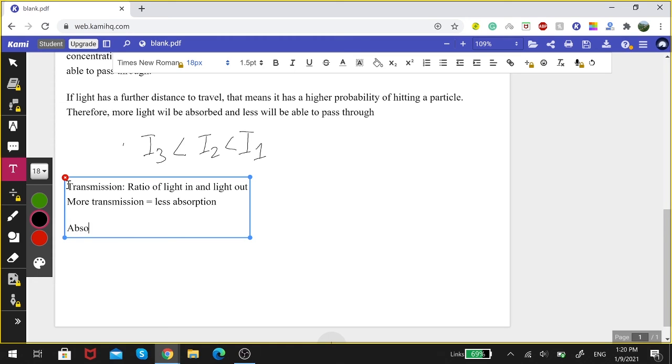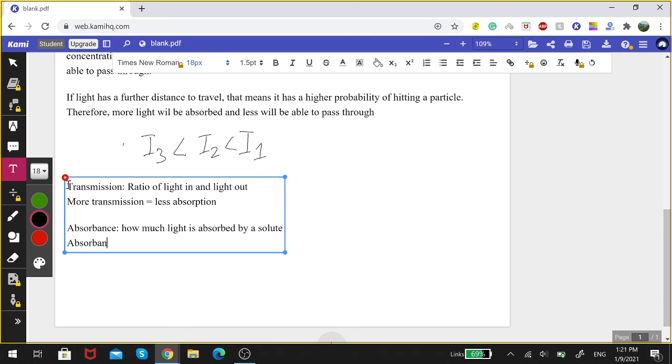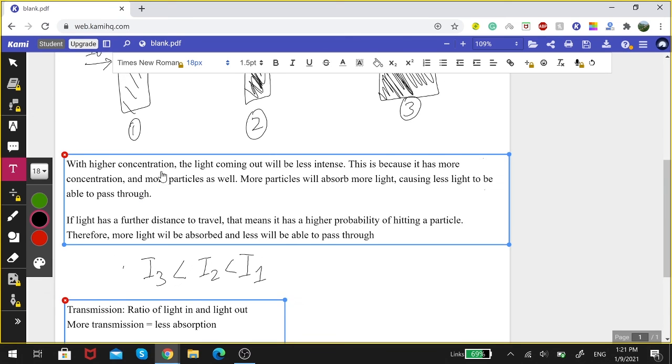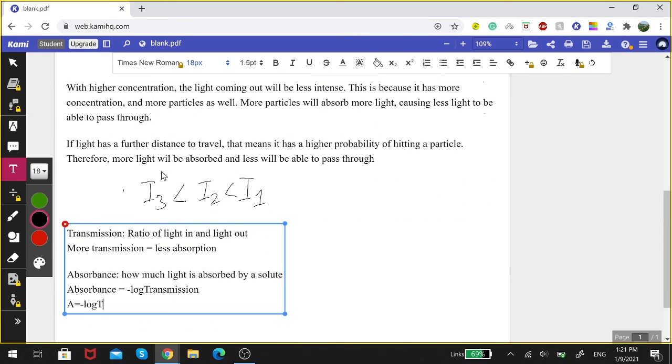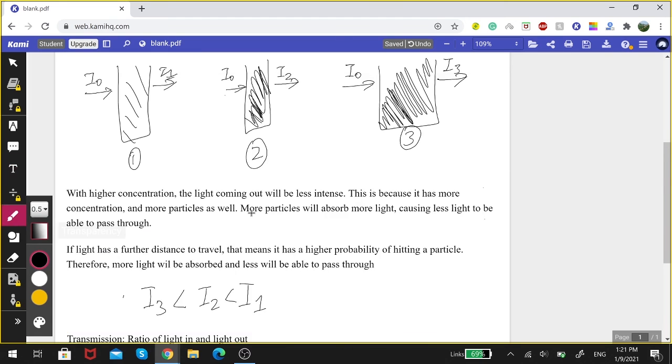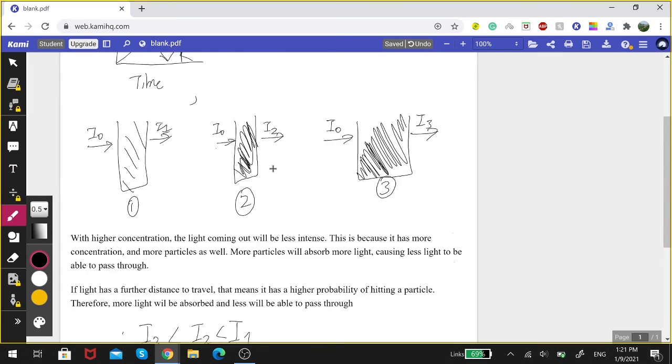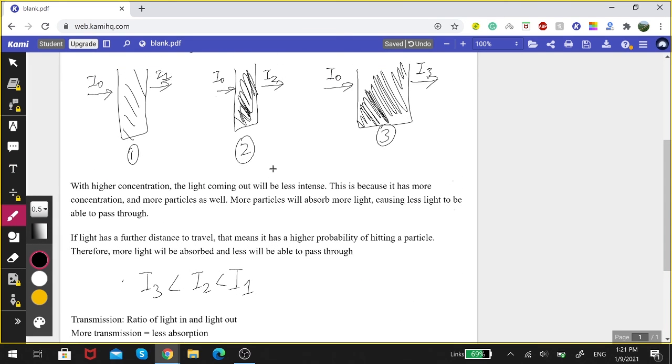Absorbance is how much light is absorbed by a solute. And absorbance is equal to the negative log of transmission. We can write that as A is equal to negative log of T. Now this is our introduction to Beer's law, and we're going to use the absorbance that we learned in this video on the next video where we actually talk about Beer's law.